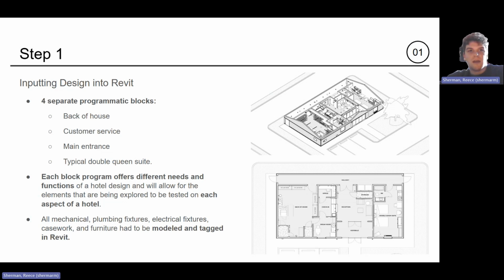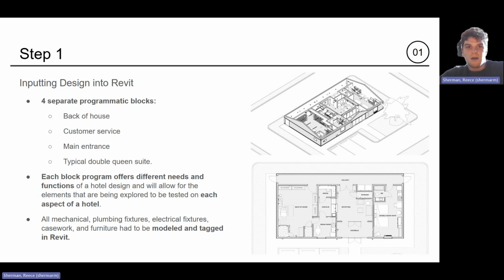So step one is going back to that idea of aggregating BIM data. We're creating a very simple floor plan for a case study in Revit, with the floor plan consisting of four separate programmatic blocks. The first program space is back of house, where all of housekeeping and the majority of hotel inventory are kept. The second program block is for customer service, and the third block is dedicated to a main entrance, which contains a very generic vestibule and reception area. And the final block is a very typical double queen suite. Each block offers its own different needs and functions of a hotel design and allows for elements that are being explored to be tested on each aspect of a hotel.